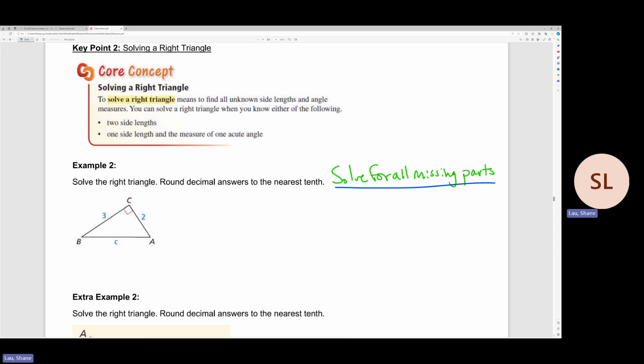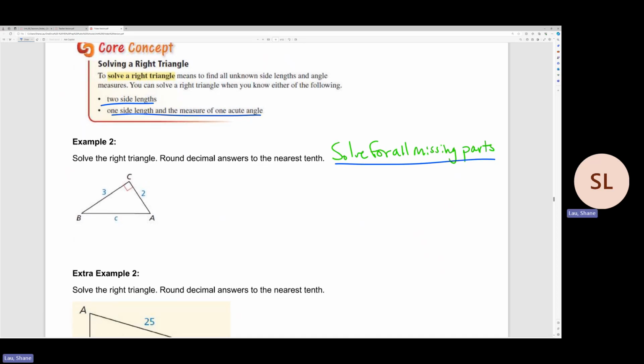But in order to solve those things, you need to be allowed to have either of these two things. So either two side lengths or one side length and the measure of one acute angle. Otherwise, it's impossible for you to solve. You must have one of those two things.